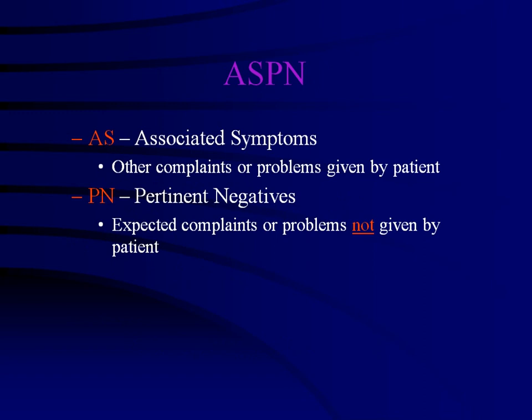Okay, associated symptoms are what you expect to see if somebody's having a heart attack. Well, you expect them to be having some kind of discomfort. You expect them to be nauseous. You expect them to be diaphoretic, in other words, profuse sweating. You expect them to have maybe some radiation of pain. So those are the associated symptoms. In other words, you could have somebody that you think's having a heart attack, but they don't have any of the other normal signs and symptoms that you normally see with that.